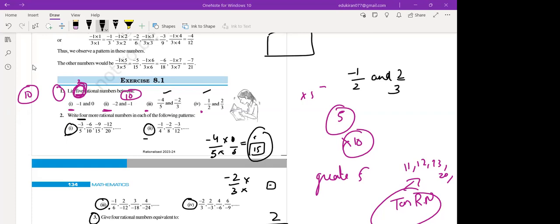Ma'am, I'm kind of confused in the third and the fourth one. In the third one, what you can do, you can shift this negative to here. Make it minus 6. And here also do the same thing. Then you can find.